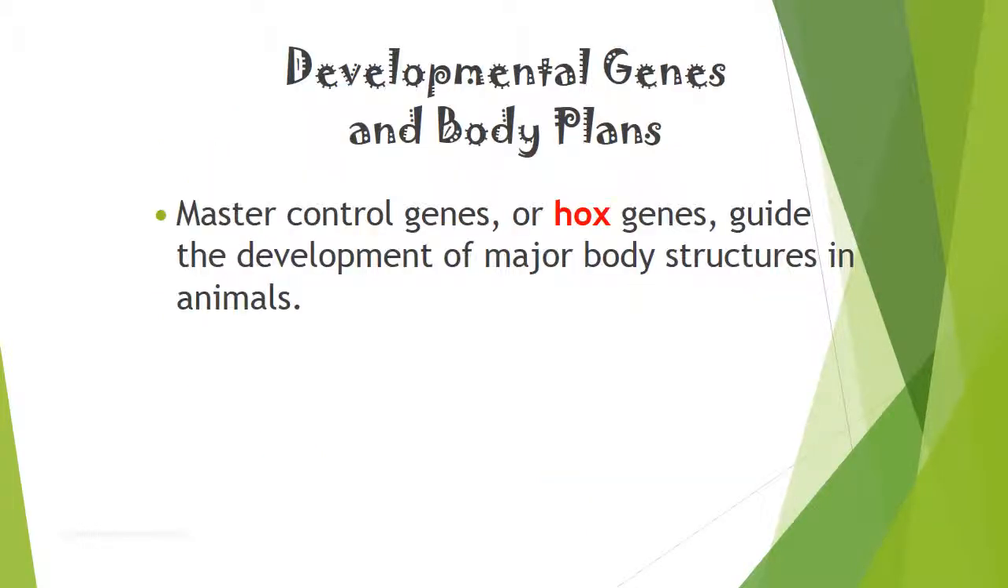The last section for this piece of notes is about genes and body plans. So in everyone's DNA, you have something called master control genes or Hox genes. These are genes that control major developmental pieces and parts of bodies. And these are typically structures that if an organism is born without them, they either won't survive or they might not even be born in the first place. So these are master genes that are in control of major body structures.